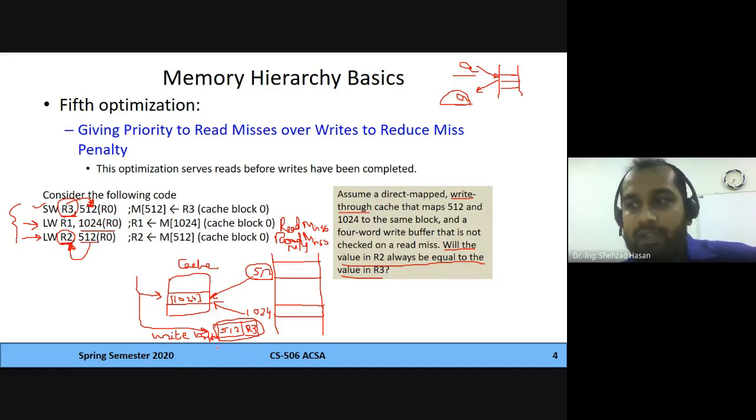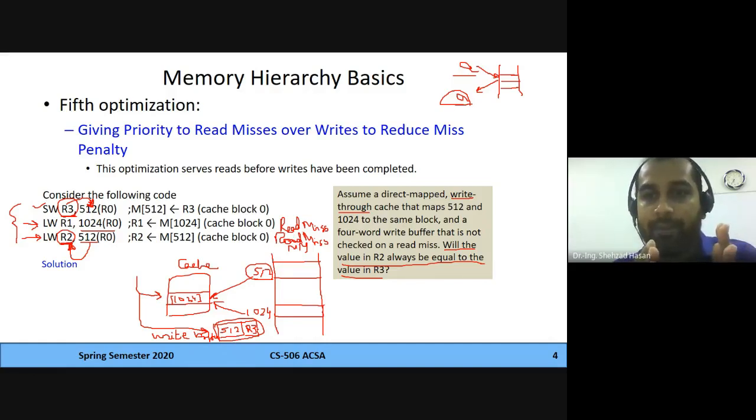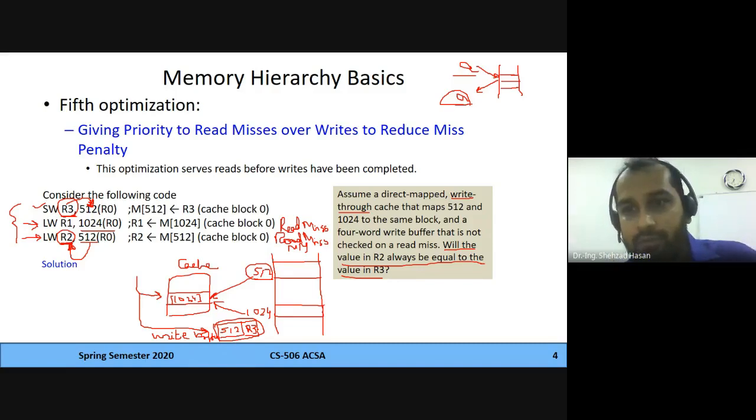One solution for that is that whenever there is a read miss, we always empty our write buffer, because we know that this problem can occur. We know that this problem can occur on a read miss because our write buffers will have some pending updates and it has not updated that yet. So whenever a read miss occurs, empty the write buffer. This could be one solution, right?